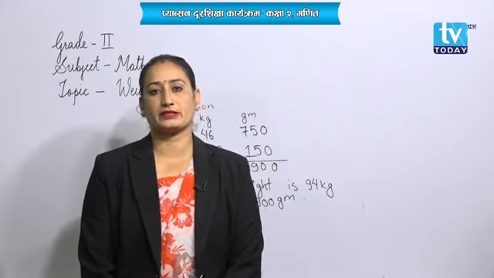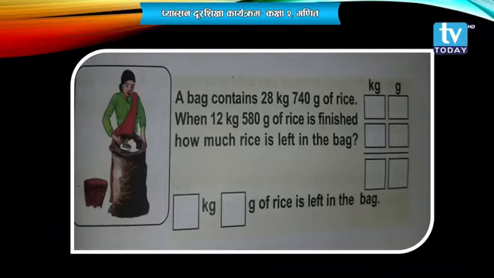Now students, let's have the next question. What is the next question over there? Let's read the question from here. A bag contains 28 kg 740 gram of rice. When 12 kg and 580 gram is finished, how much rice is left in the bag? Now students, have you seen the question properly? Have you looked at the questions? Okay, then have a look over here also.